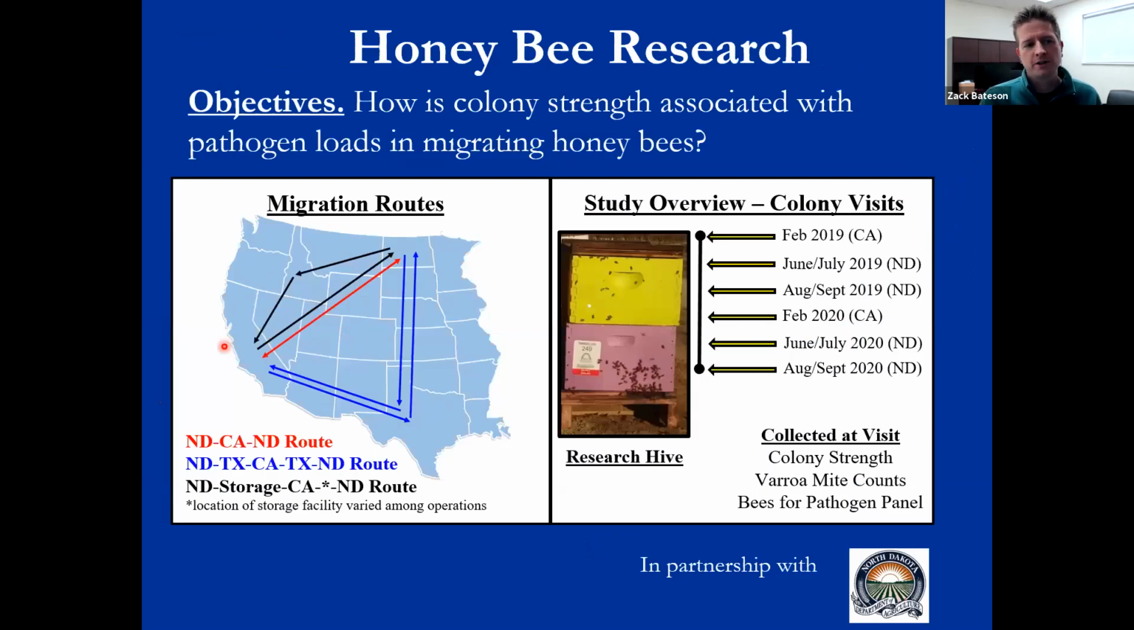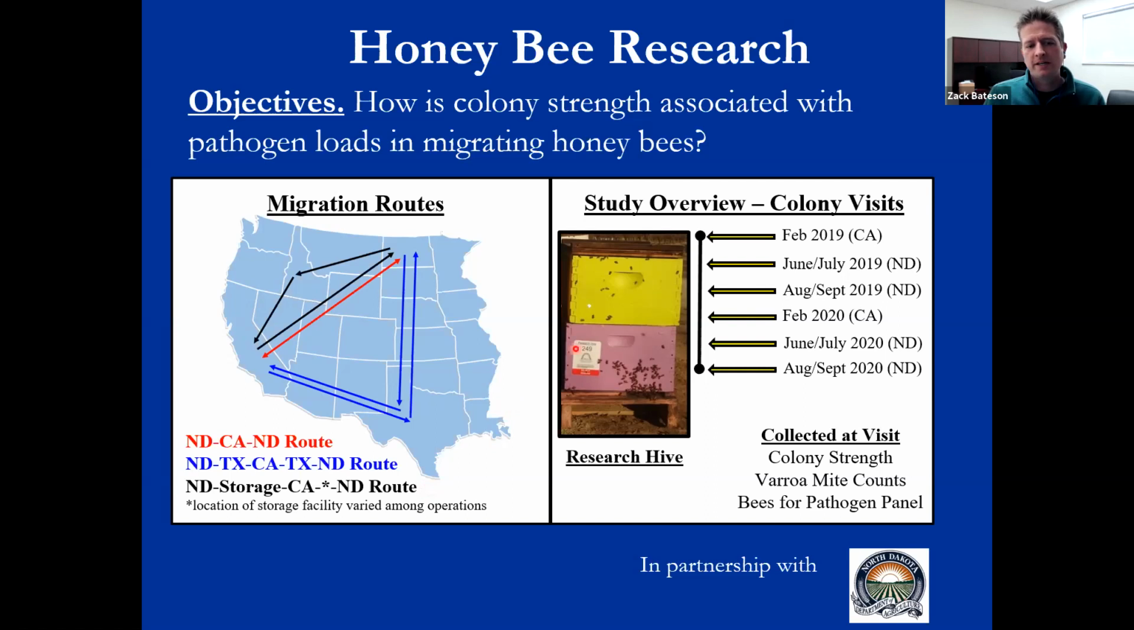So our research question was, how is colony strength, an indicator of colony fitness, associated with pathogen loads in these migrating honeybees? We didn't want to spread the data too much, so we focused on 3 main migration routes that a lot of beekeepers use, indicated here in this panel. There's a direct migration route, there's a route that takes their bees to Texas, then over to California, and then there's one where they bring their bees over to Idaho for storage in potato facilities during the winter. So we looked at these 3 migration routes.